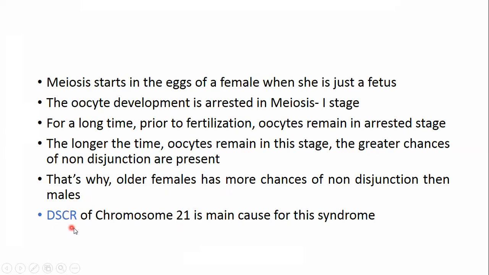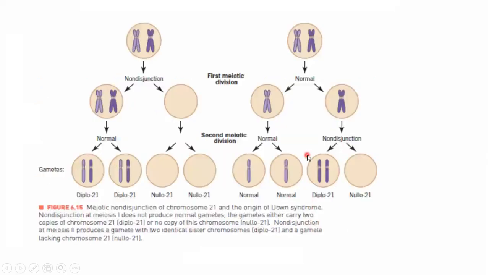And the specific region of chromosome 21 that is the main cause of Down syndrome is named DSCR. That is the Down syndrome critical region, and the extra or excessive product of that region contributes to the more severe symptoms of Down syndrome. So here you can see what is the reason behind Down syndrome.